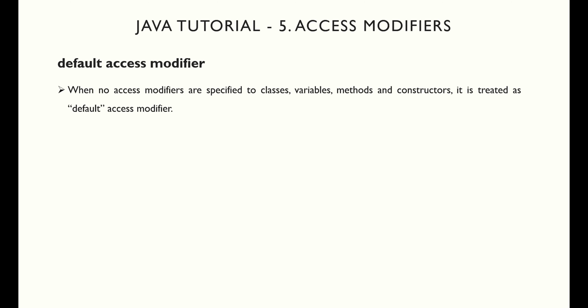Default access modifier. When no access modifier is specified for classes, variables, methods, and constructors, it is treated as the default access modifier. The default access modifier is accessible only within the package. This means members and classes that are not declared using any access modifier have default access and are accessible only within the package. The keyword default can only be used to define members of interfaces in Java. That is, for classes and members, we cannot specify the default keyword.